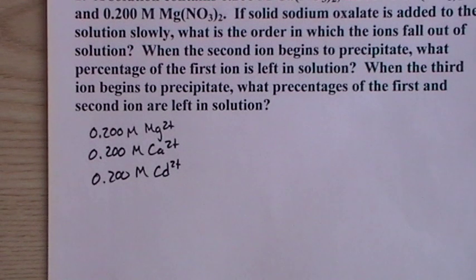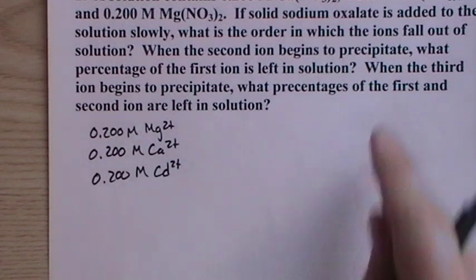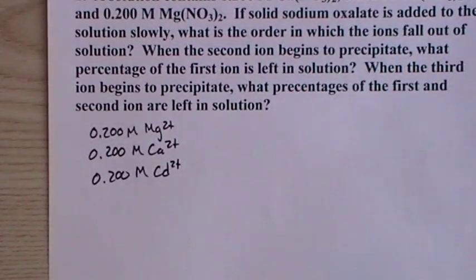Then we add solid sodium oxalate. The reason it's solid is so that we don't put in more water to change the concentration. So this way we can avoid the mixing. By adding the sodium oxalate in solid form, we don't have to worry about changing to moles or anything like that. We're just going to add in a small amount of sodium oxalate a little bit at a time. See, it doesn't say how much.